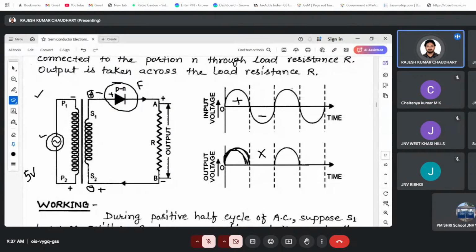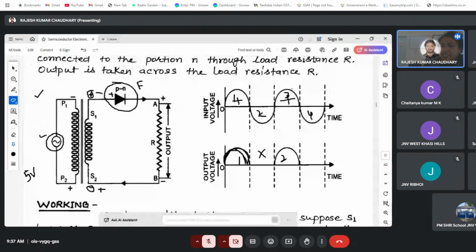Then again, in the third positive half cycle, it will be in forward bias and we will receive our waveform. So why is it called a half wave rectifier? See, 1, 2, 3 and 4. We have given 4 waveforms, but we have received only 2 waveforms. So it is making only half. That's why we call it a half wave rectifier.